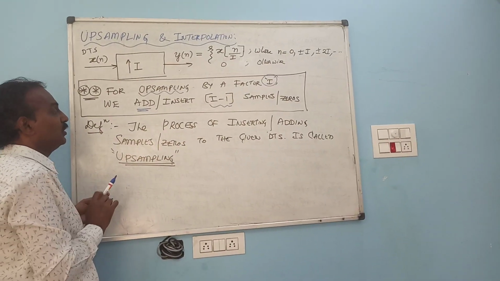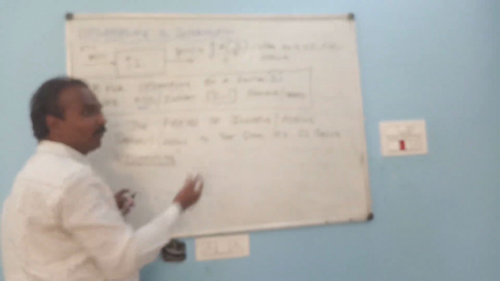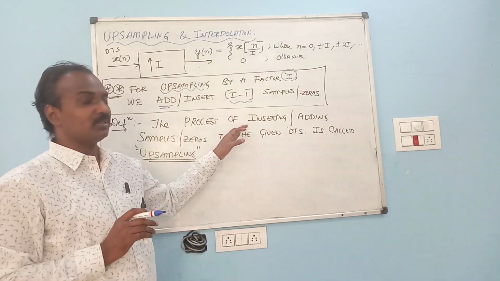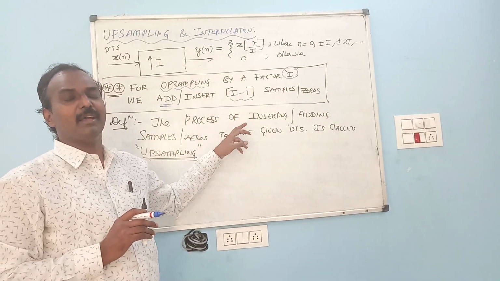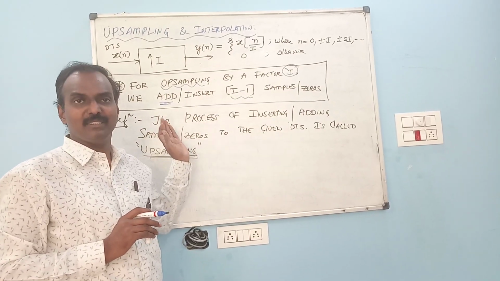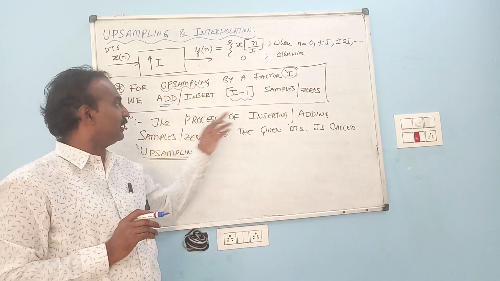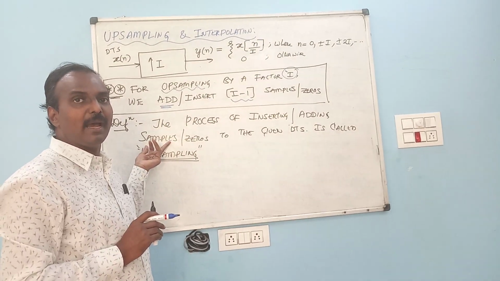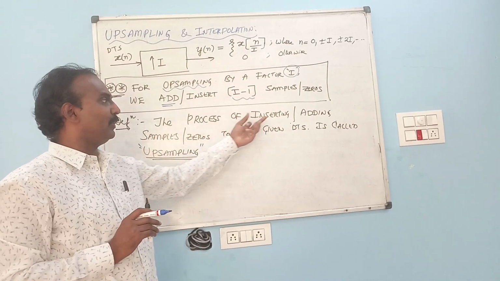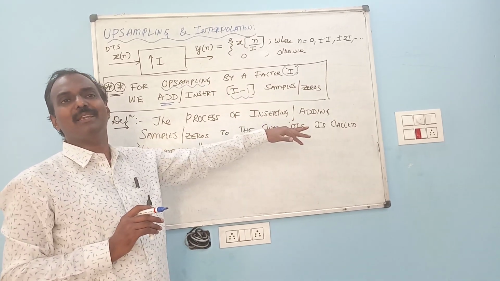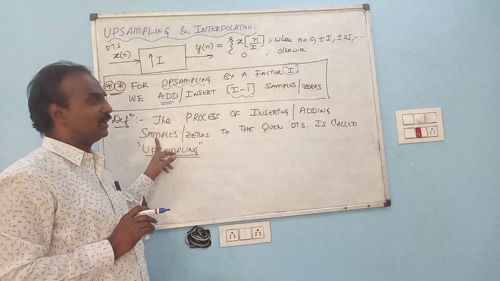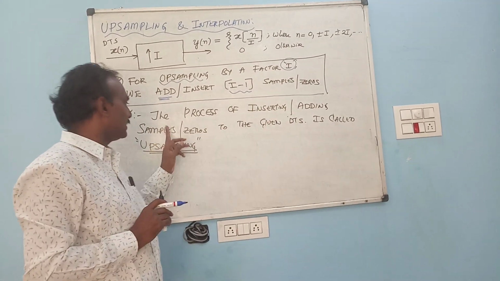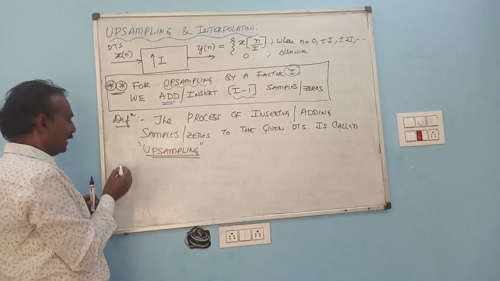Okay, so in downsampling we are dropping or deleting samples. For upsampling we are inserting or adding zeros to the given samples. For downsampling we are deleting the samples. For upsampling we are inserting, or we are simply adding, the samples.